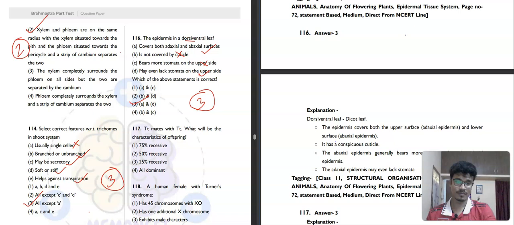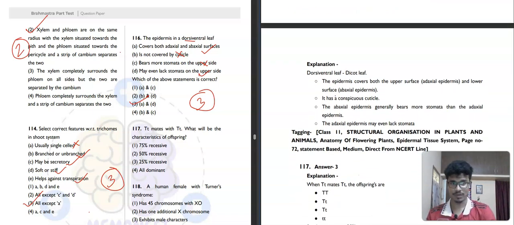The adaxial epidermis may lack stomata. That's why we have seen this, that in dorsiventral leaves, the abaxial epidermis generally bears more stomata than the adaxial. So the third option here will be our correct answer. Then question number 117.